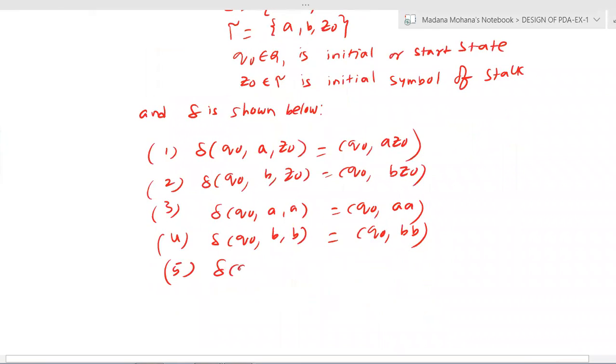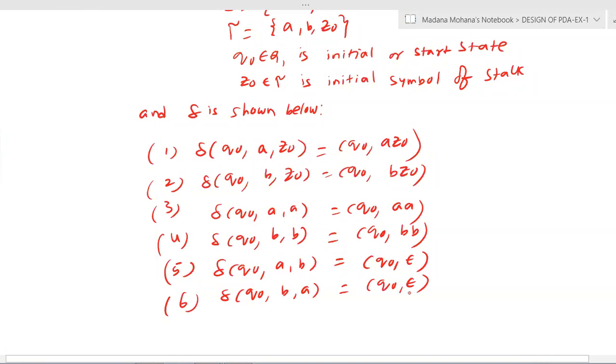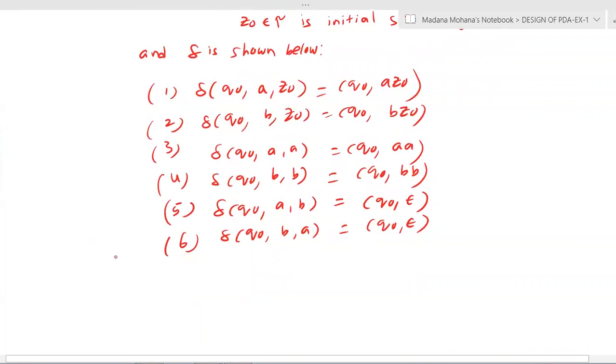Then δ(q0, a, b), opposite symbols have occurred. Then (q0, null), a pop operation. Then reverse, δ(q0, b, a) = (q0, null). So these two are related to the pop operation. Then the last step transition, that is the acceptance case: δ(q0, ε, Z0) = (q1, Z0).